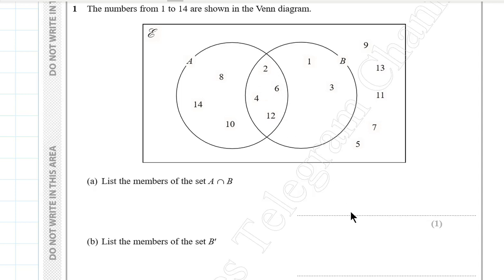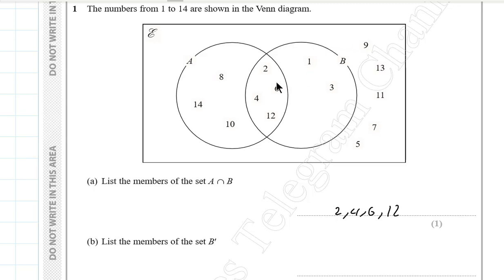We have 2, 4, 6, and 12. B lists the members of the set B dash. B dash, okay? Which is the elements that are not in B.